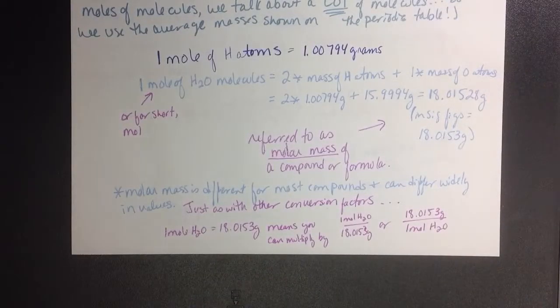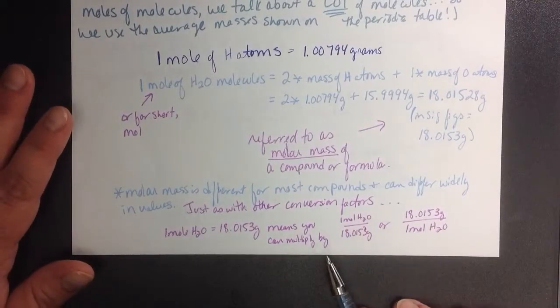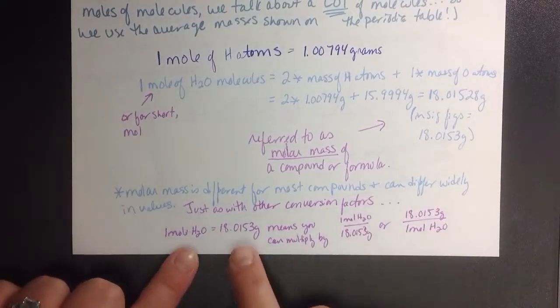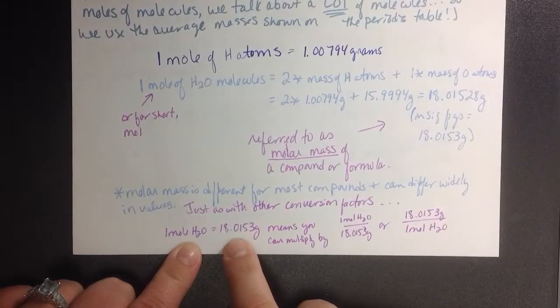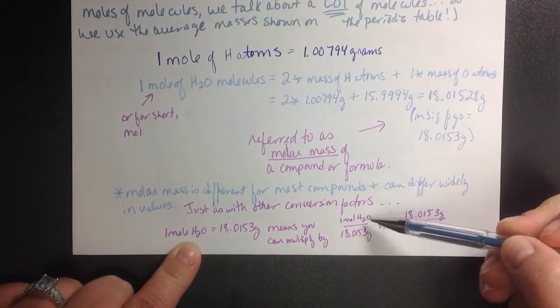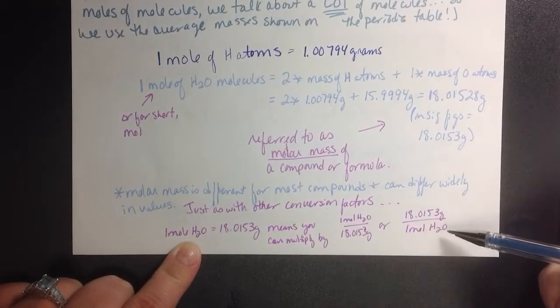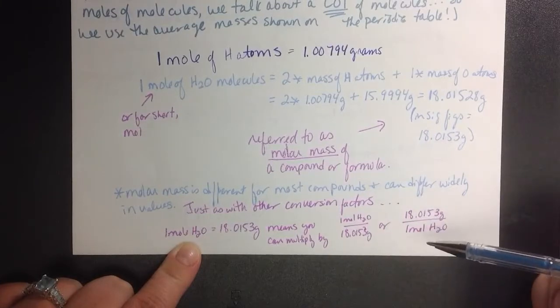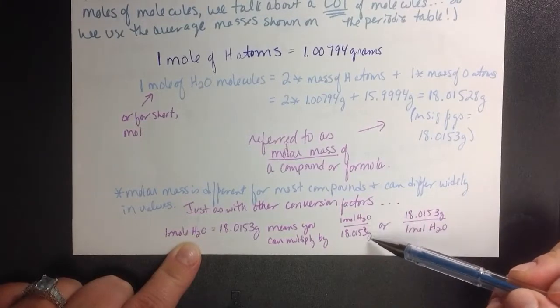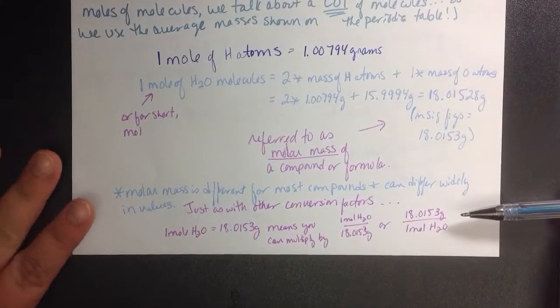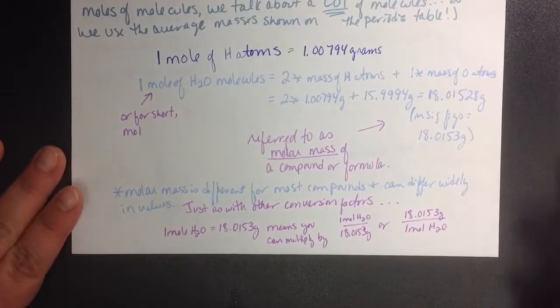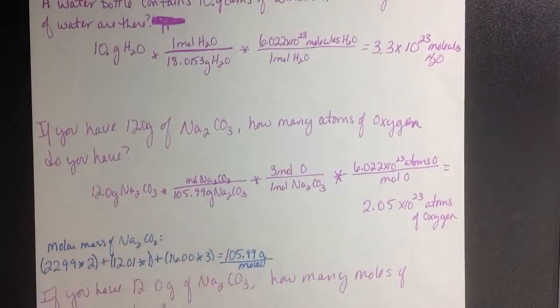But just as with any other conversion factor, we can make an equality. These two are equal. We could use this over this, or this over this in our math, because 1 mole of water is equal to that many grams, and this many grams is equal to that mole of water. Okay. So let's do some problems here.